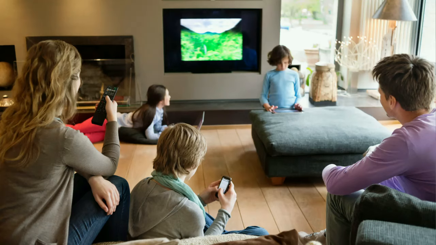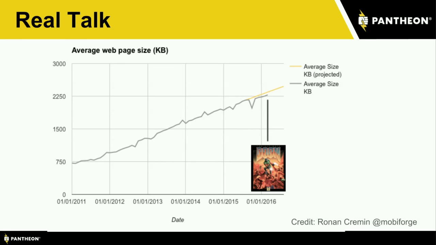So the network is not something that's going to help us, and we need to think about how we deliver good user experiences anyway. Meantime, the average web page is now the size of Doom. Statistics that have been tracked by this researcher and front-end performance guy, Ronan Kremen from Ireland, just creeping up and up over time, and what used to be like a $50 piece of software that would come in a box is now the average web page that you load.